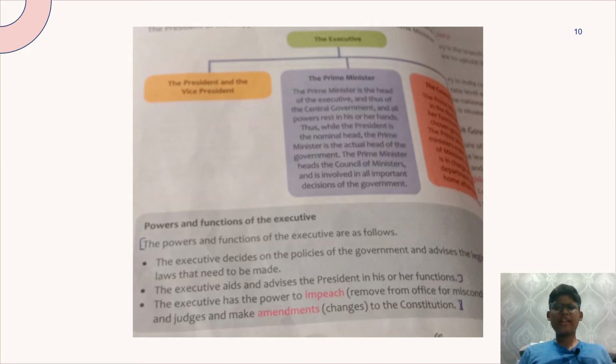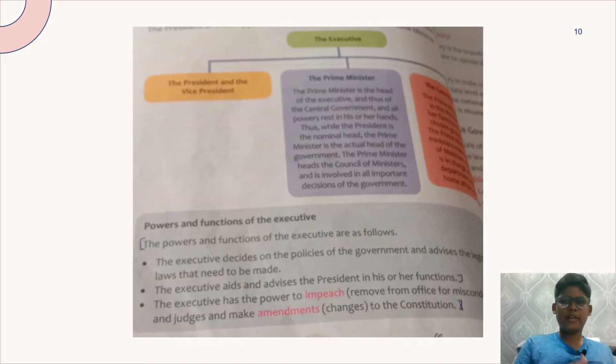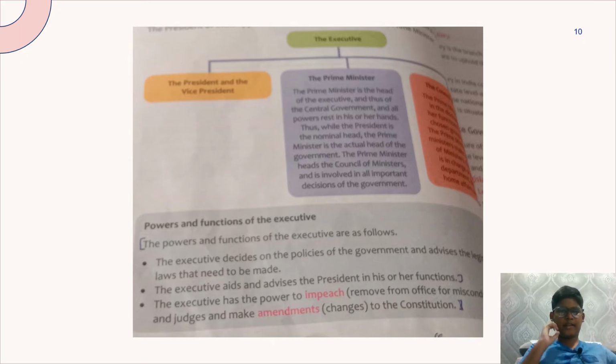So let's study about the powers and functions of the executive. The executive decides on policies for the government to implement and advises the legislature to make laws that need to be made. The executive aids and advises the president in his or her work. The executive can also remove the president from his or her position and make amendments to the constitution.